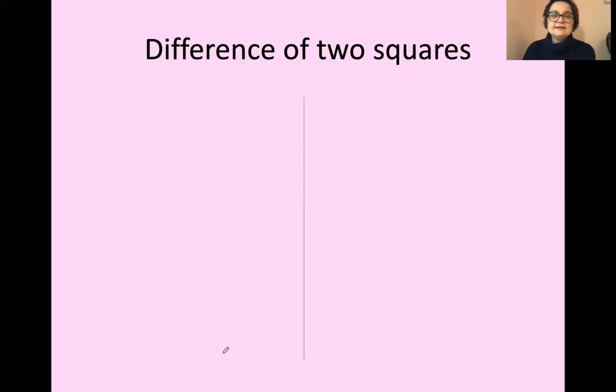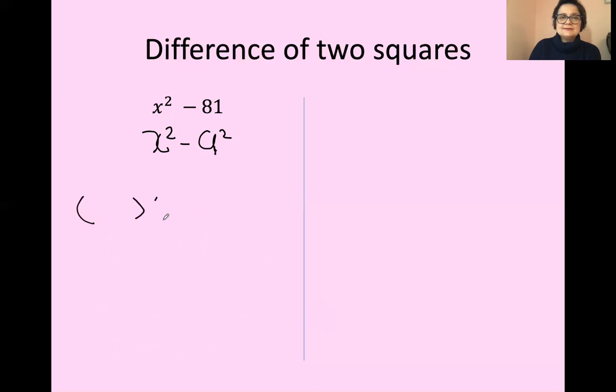Let's have a look at another example. Here we have x to the power of 2 minus 81. So x is already to the power of 2. And here, which number to the power of 2 gives 81? So it is 9 to the power of 2. So we can rewrite it like that. And then get ready to write two brackets. First one becomes x minus 9. And the second one, x plus 9.